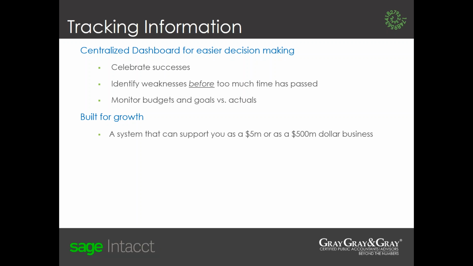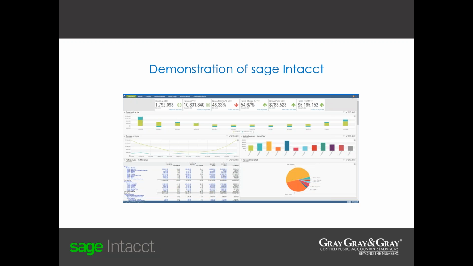And Sage Intacct, it's built for growth. So it can support you as a $5 million company or a $500 million company. You won't feel that you've outgrown Intacct. So I'm going to pop over to a quick demonstration.